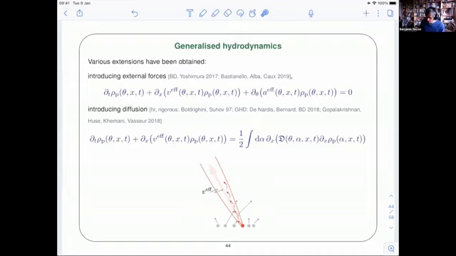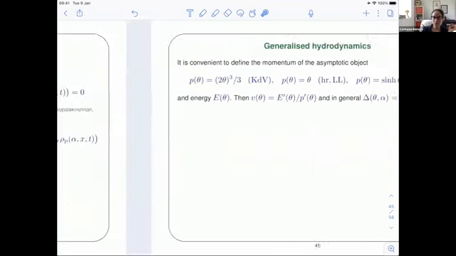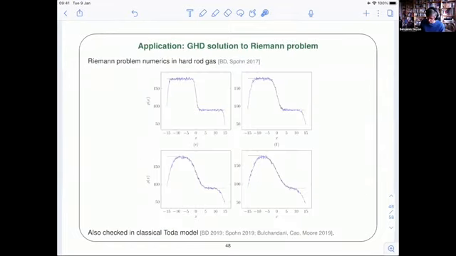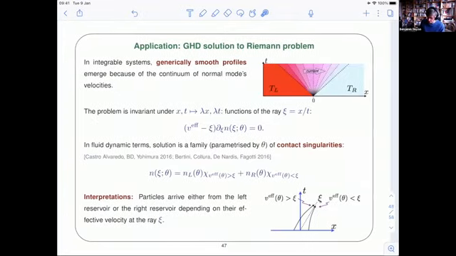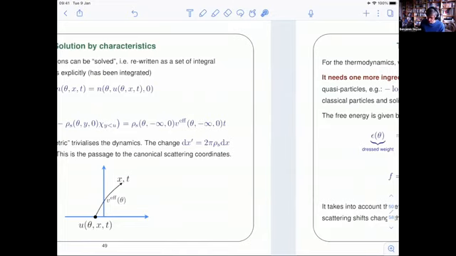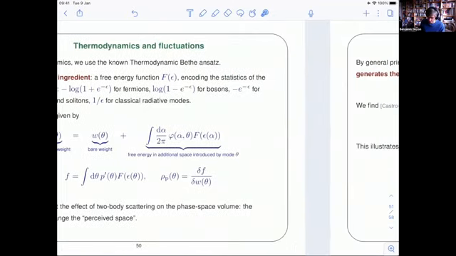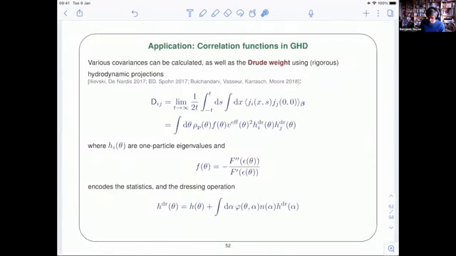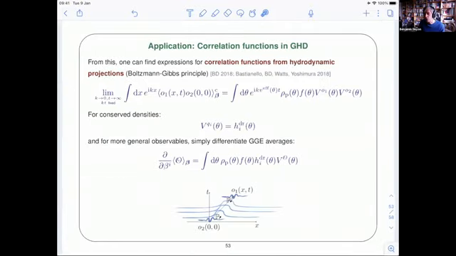Yeah, so I don't want to say too much more. It's just that there's a lot of things that have been done both in the quantum gases and the KDV gases. There was one thing that I did at the beginning. It was the thing about correlation functions. I said, you can also calculate correlation functions. Well, it turns out that there is a general theory for calculating correlation functions in hydrodynamics, and it's the theory of hydrodynamic projections, or Boltzmann-Gibbs principle.